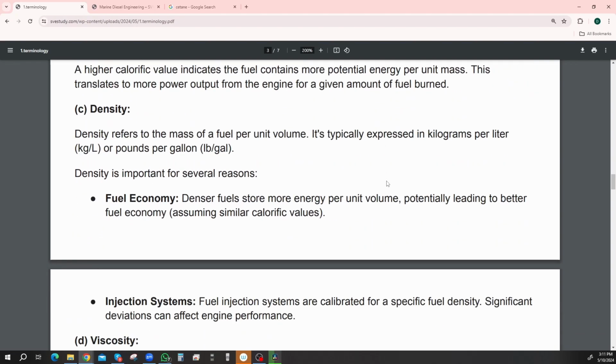Density refers to the mass of fuel per unit volume. It's typically expressed in kilograms per liter or pounds per gallon.